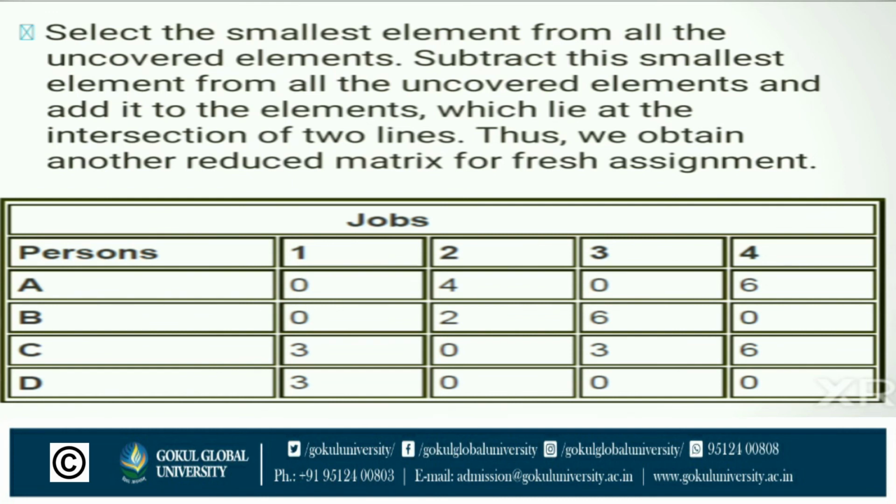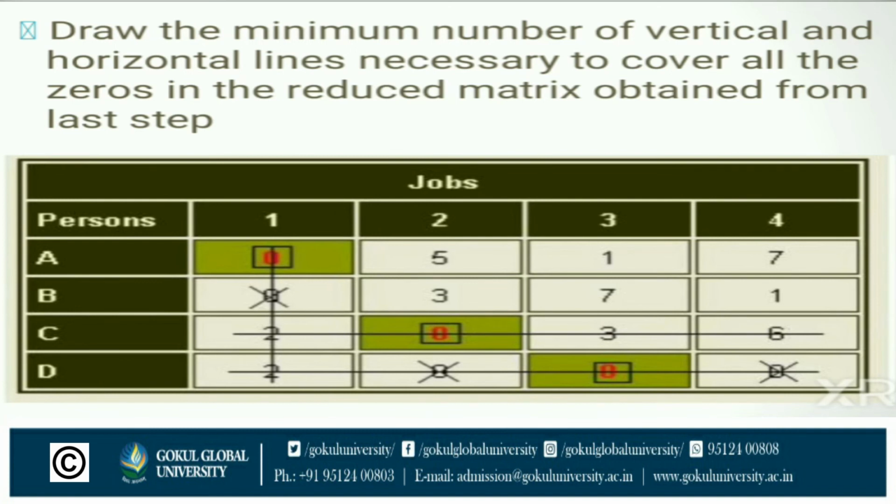Select the smallest element from all the uncovered elements, subtract this smallest element from all uncovered elements, and add it to the element which lies at the intersection of two lines. Thus we obtain another reduced matrix for a fresh assignment. So here we can see that in the previous table the cross section is 2 and 2, and the uncovered entries are 5 1 7 3 7 1.